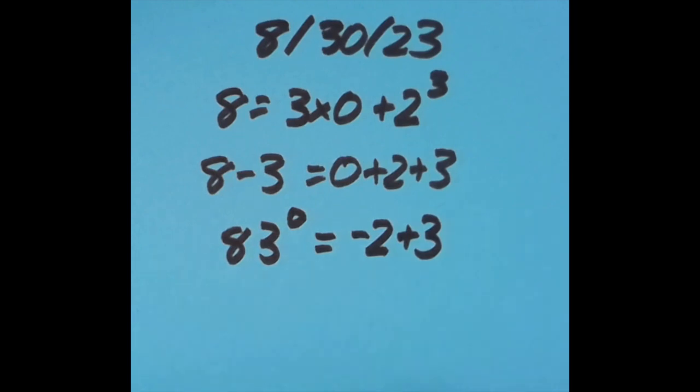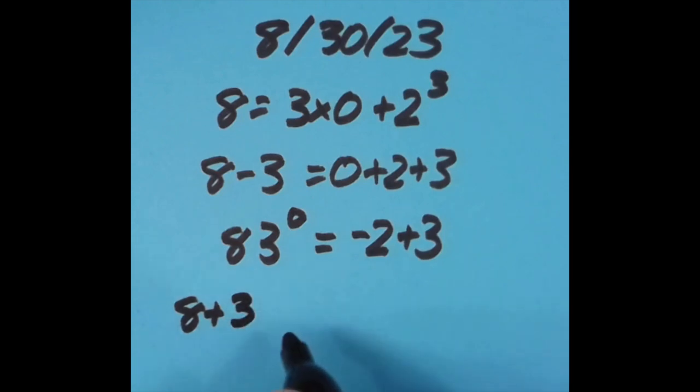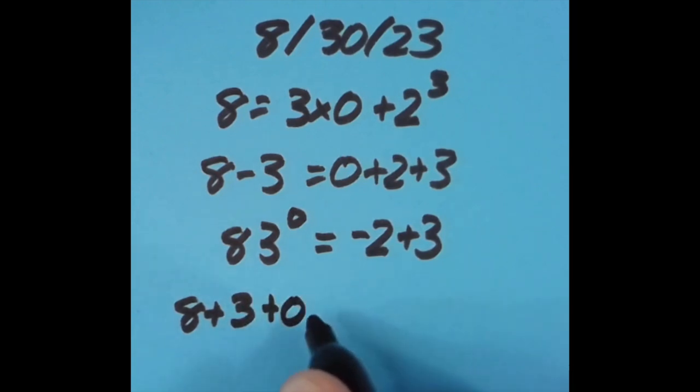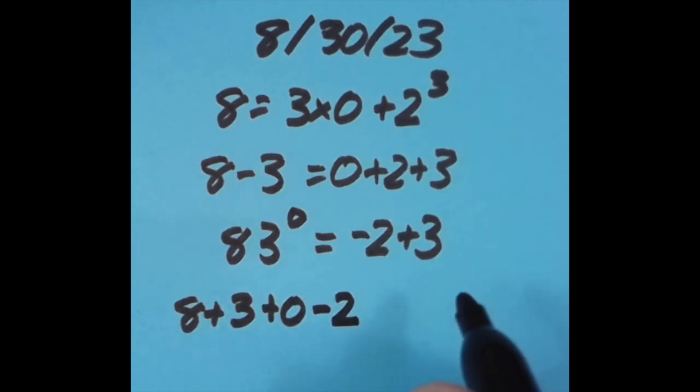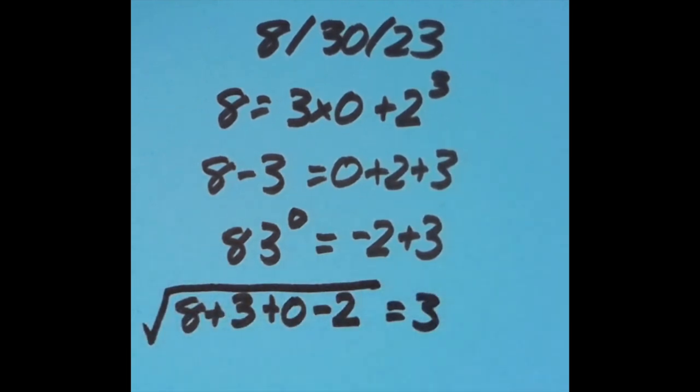And then with the equal sign all the way there to the right, I said let's do 8 plus 3 to get 11. 11 plus 0 is still 11. 11 minus 2 is 9. And the square root of 9 is 3.